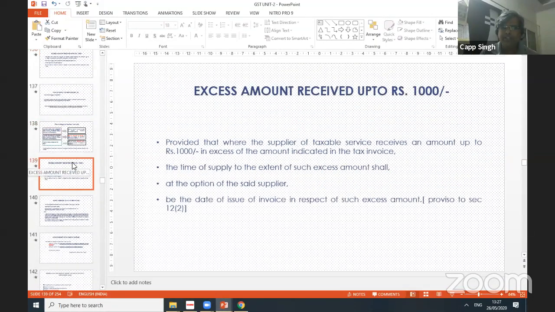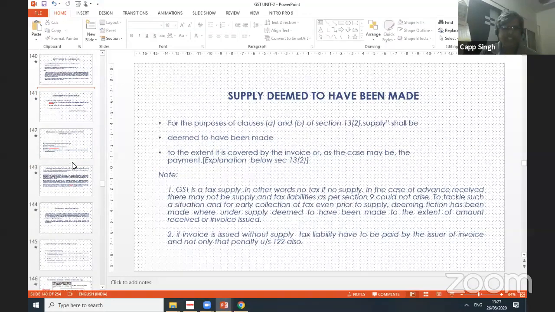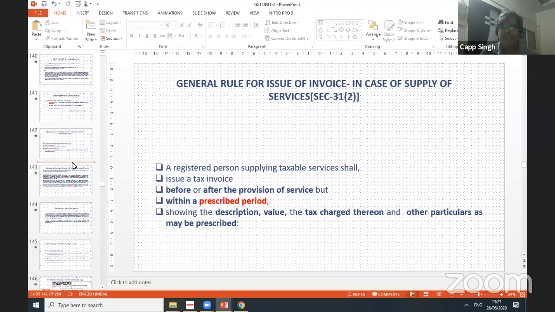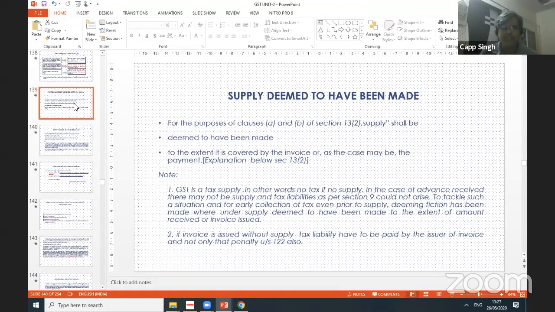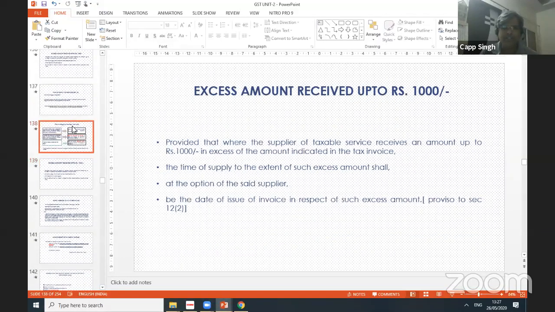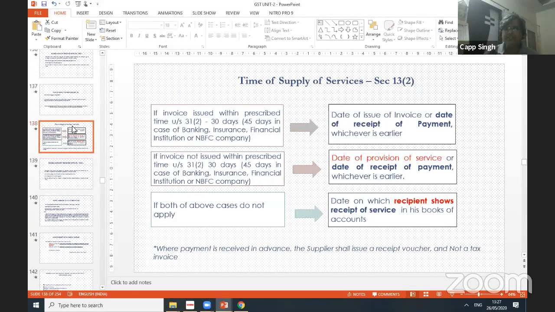We must note that in the case of supply of services, the invoice is important and receipt of payment is also important. So in the case of supply of service, the tax liability arises on any of these three events. If we have issued the invoice, then the liability arises. If we have not issued the invoice, then the liability arises on the receipt of payment.